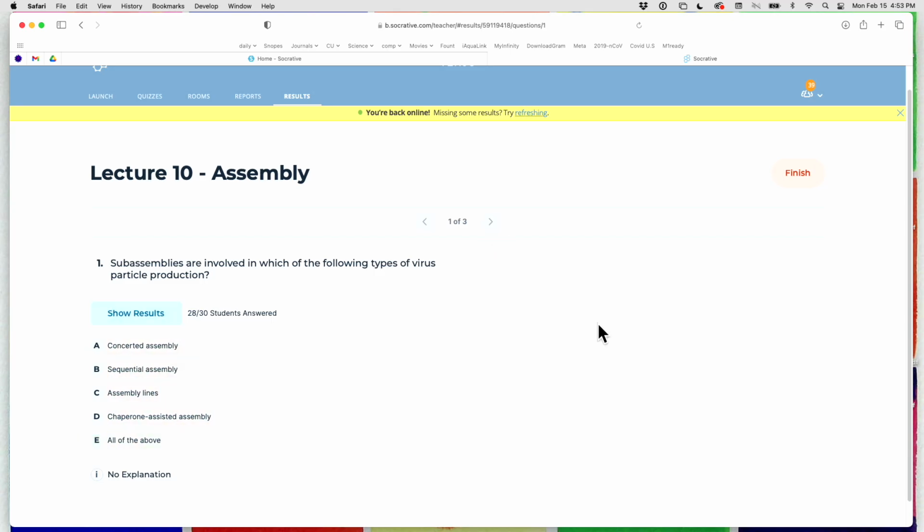Next question is, packaging signals on viral blank interact with viral blank during virus assembly. And you can fill in the blank with lipids, proteins, protein sub-assemblies, genomes, proteins, proteases, membranes, proteins, genomes.